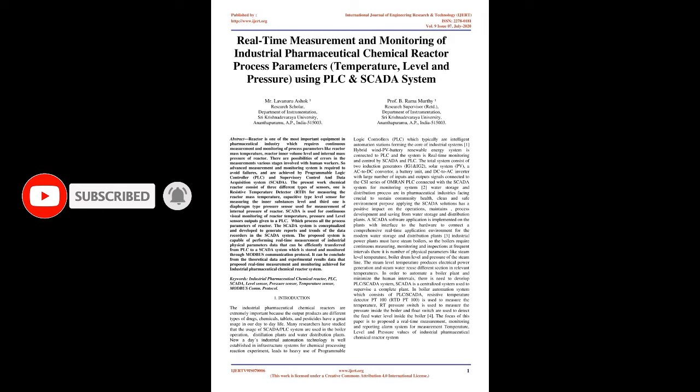The present work chemical reactor consists of three different types of sensors. One is a resistive temperature detector, RTD, for measuring the reactor mass temperature, a capacitive type level sensor for measuring the inner substances level, and the third one is a diaphragm type pressure sensor used for measurement of internal pressure of reactor.